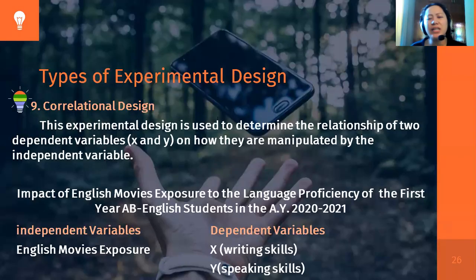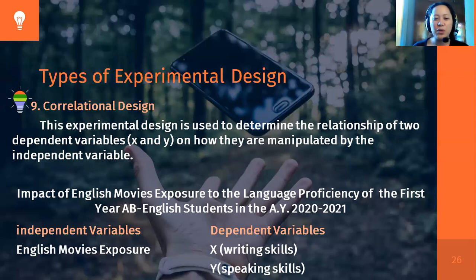So next, we have the correlational design. This is very common when you want to measure the relationship of the variables. So this experimental design is used to determine the relationship of two dependent variables X and Y on how they are manipulated by the independent variable. So for example, impact of English movies exposure to the language proficiency of the first year AB English students in the academic year 2020 to 2021. So our independent variable here is the English movie exposure.